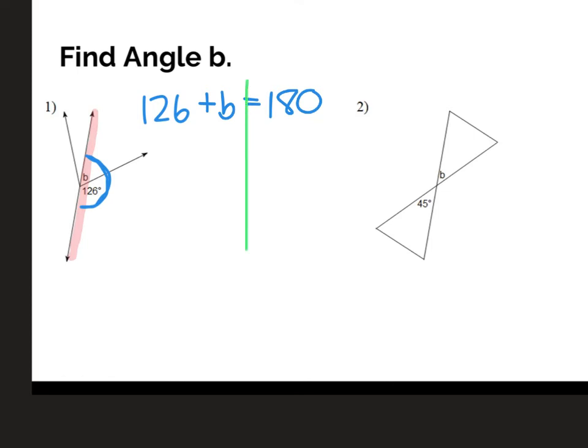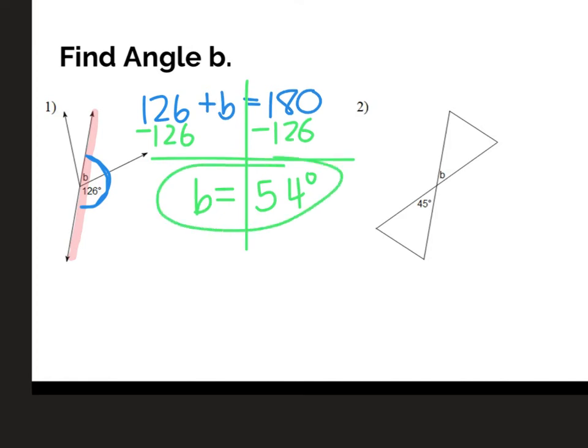Now that's just a one-step equation. We can draw our line straight down the middle. In order to get B by itself, I need to subtract 126 from both sides. When you do this, you should get B equals 54. I'm going to put my little degree symbol because we're talking angles, and that should be your units there.